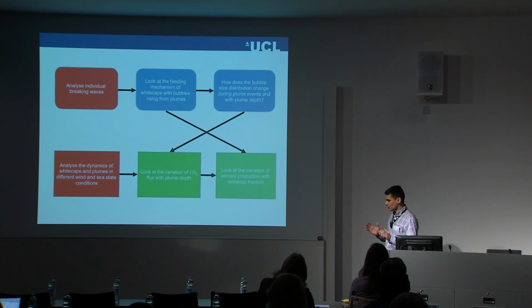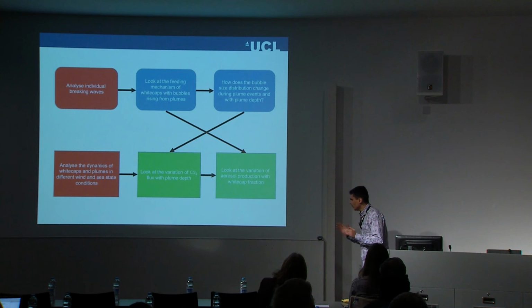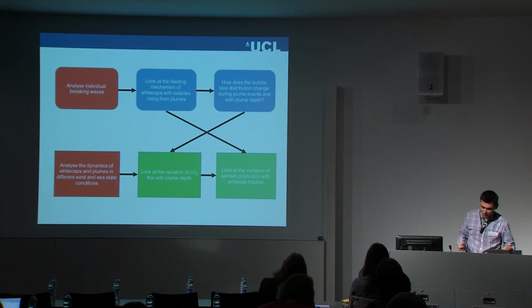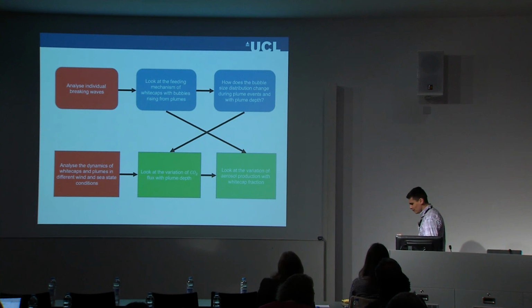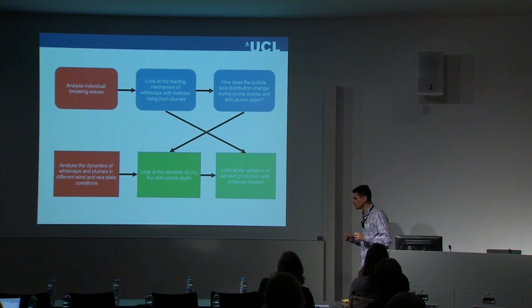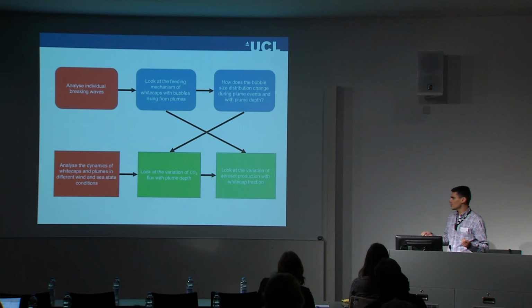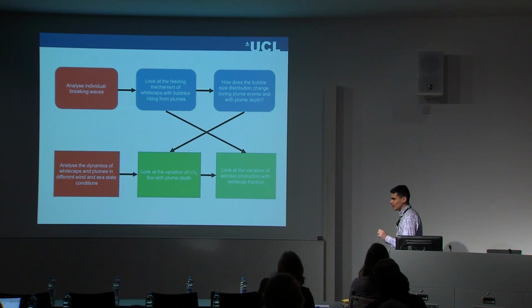On the other hand, we also want to look at large-scale statistics and analyze the dynamics of whitecaps and plumes in different wind and sea state conditions. This will allow us to see if the bubble plume depth variation can be a mechanism by which we can accurately predict the carbon dioxide flux in complex environmental conditions. And also we want to see if the whitecap fraction variation can also be a mechanism by which we can predict the production of aerosols in complex environmental conditions.